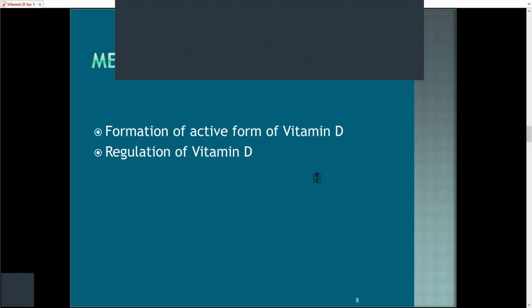Now we move to the metabolism. This slide simply outlines our next two major topics, the formation of the active form of vitamin D and the regulation of that process. Let's dive into the biochemistry.